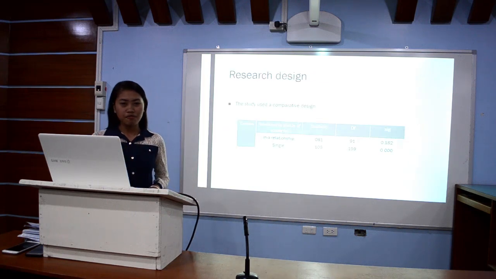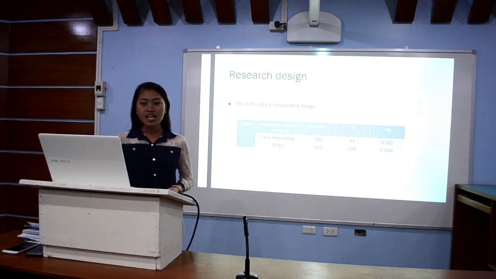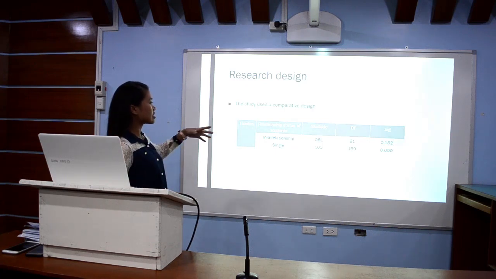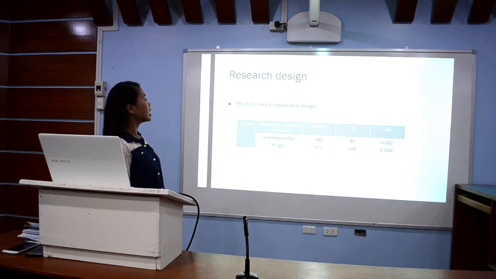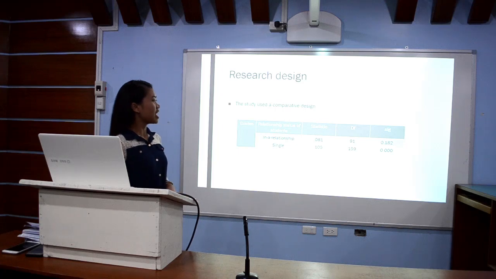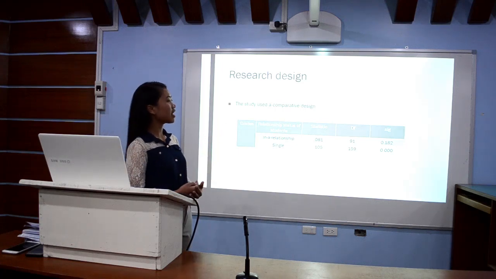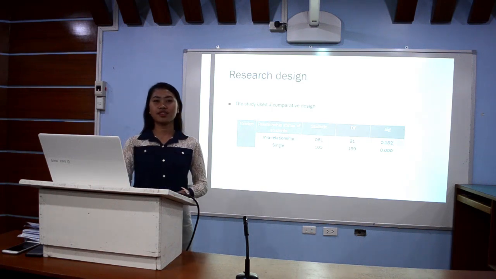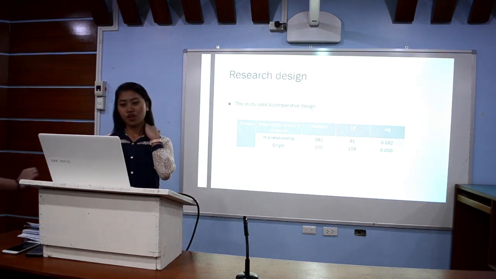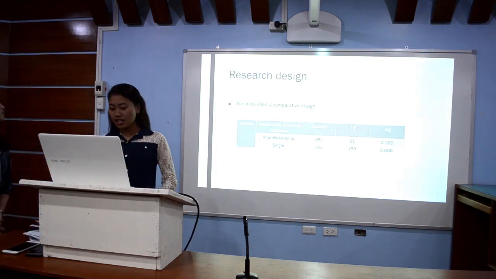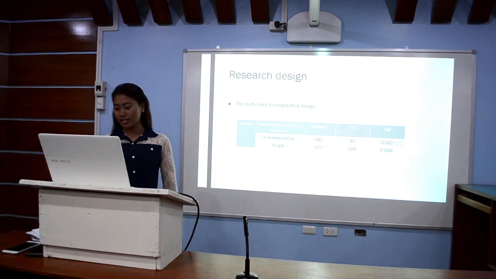So for the research design, the study used a comparative design, in which the statistic is 0.81 for in a relationship, and for single 0.105, and for the significant value 0.182 for in a relationship students and 0.00 for the single students. So the data does not follow a normal distribution.